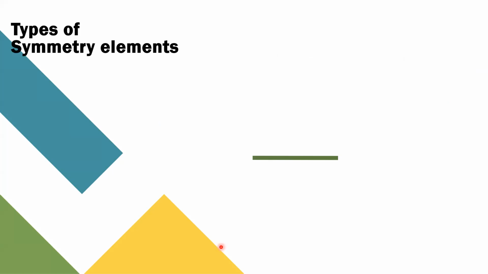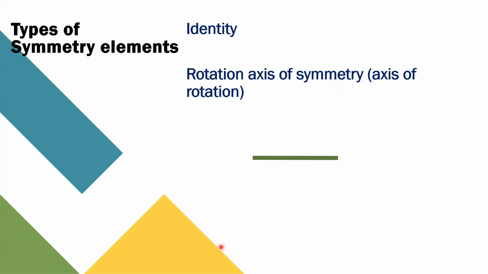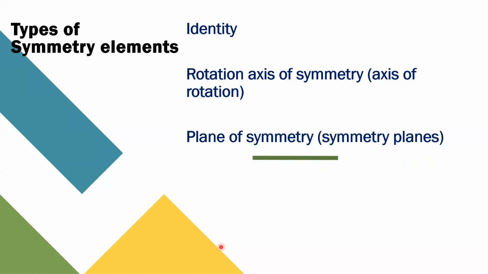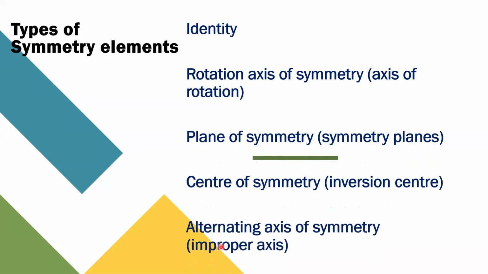So therefore, we have 5 types of symmetry elements: identity, rotation axis of symmetry. These are the different terms that are used, right? Axis of rotation, in your book, or rotation axis of symmetry, is the same thing. Plane of symmetry or symmetry planes, right? Then center of symmetry or inversion center. And alternating axis of symmetry or improper axis. So these 5 things only you have to study. Here there are 4 actions: rotation, reflection, inversion, and what is the other one?